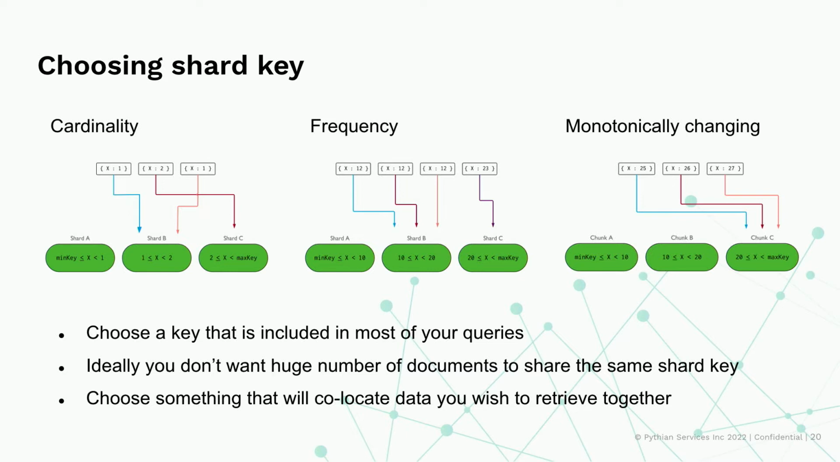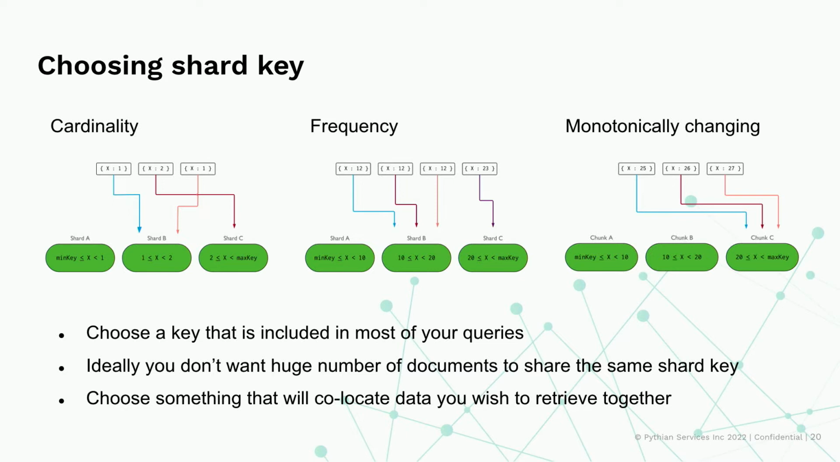So when you're choosing a shard key, it's best that you choose some key that is included in most of your queries, if not all. So you will need to understand how you will query that data. What is the key that you will be sending from the application? You don't want a huge number of documents to be sharing the same shard key. That is really what it comes down to, the shard key frequency.